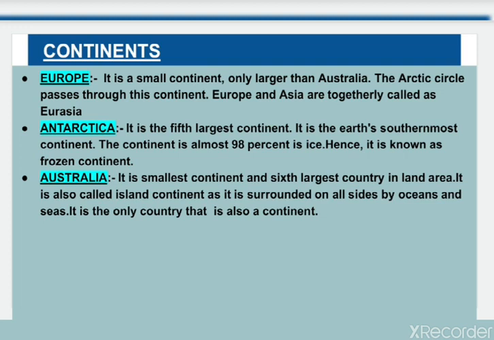Next, Europe. It is a small continent, only larger than Australia. The Arctic Circle passes through this continent. Europe and Asia together are called Eurasia. Next, Antarctica. It is the 5th largest continent. It is the Earth's southernmost continent. Almost 90% of the continent is ice, which is why it is also known as the frozen continent. Australia is the smallest continent and the 6th largest country in land area. It is also called the island continent as it is surrounded on all sides by oceans and seas. It is the only country that is also a continent.